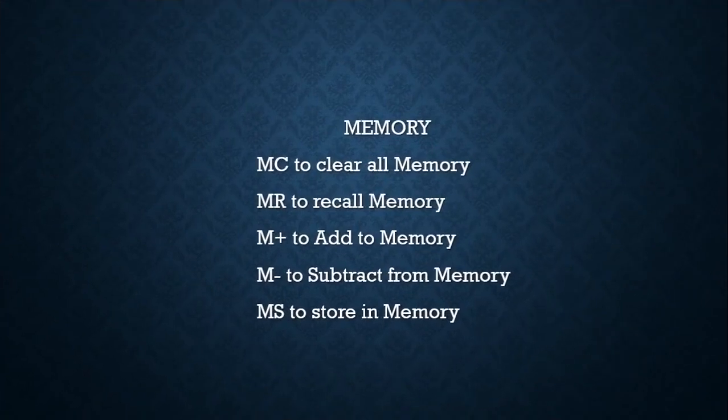The memory here, you have MC, MR, M plus, M minus, and then MS. MC will help you clear all memories while MR recalls memory. M plus adds to the memory while M minus subtracts from memory. MS then stores in memory. Alright, let's get to look at it.